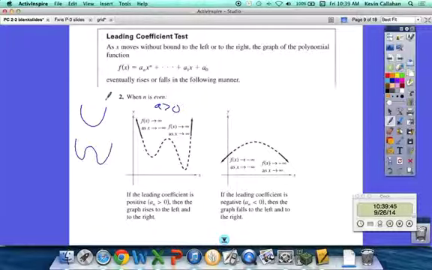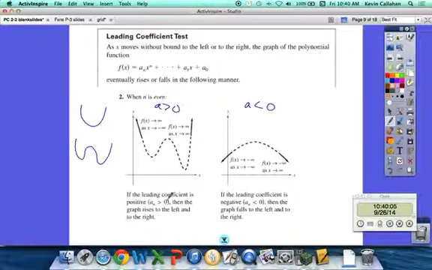And again, how would they word that? They would say rises to the left, rises to the right. The graph's going up. If you had a less than 0, falls to the left, falls to the right. Doing the same thing.